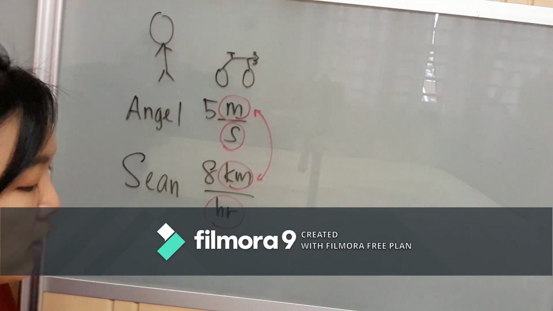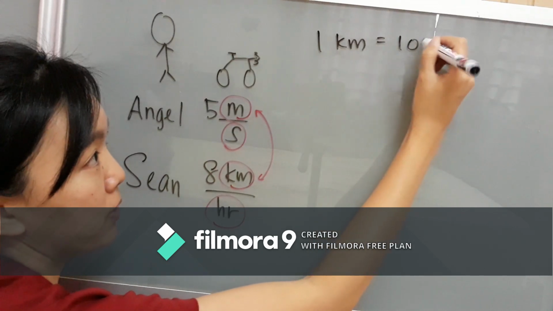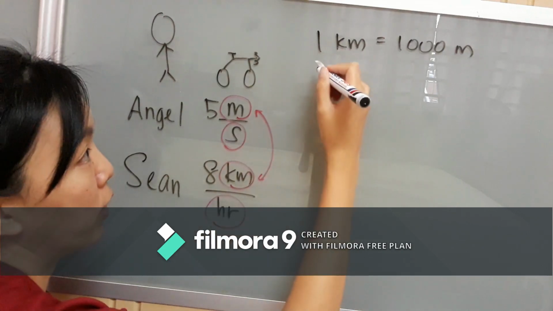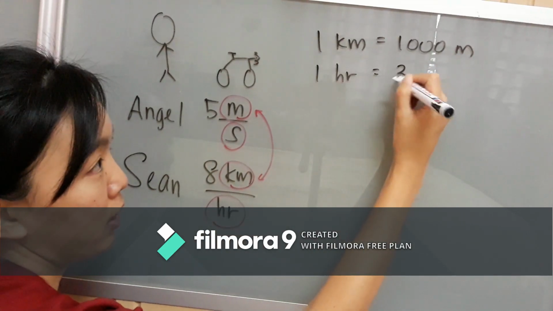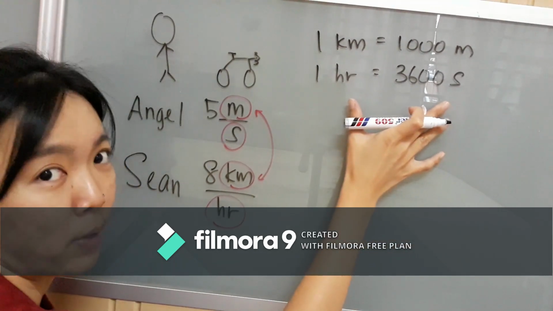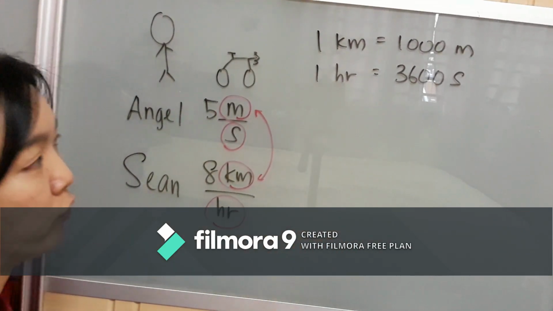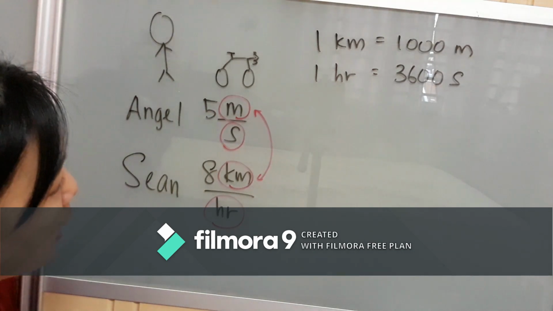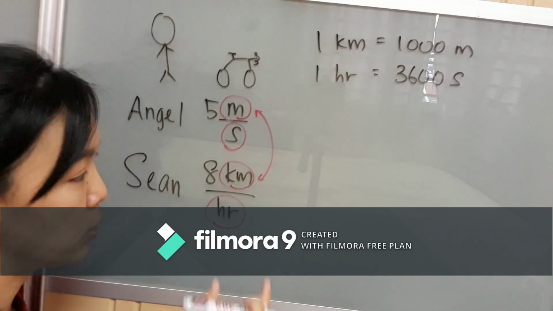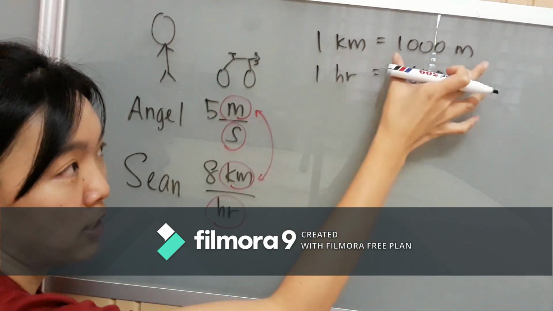From primary school, we learned that 1 km equals 1000 meters. And for hour to seconds, 1 hour equals 3600 seconds. This you have to really know by heart. You have to remember it, then only can you come here for the conversion. So perhaps I can change this one to this one. Why? I always like to change from the bigger units to the smaller units. It is easier for me.